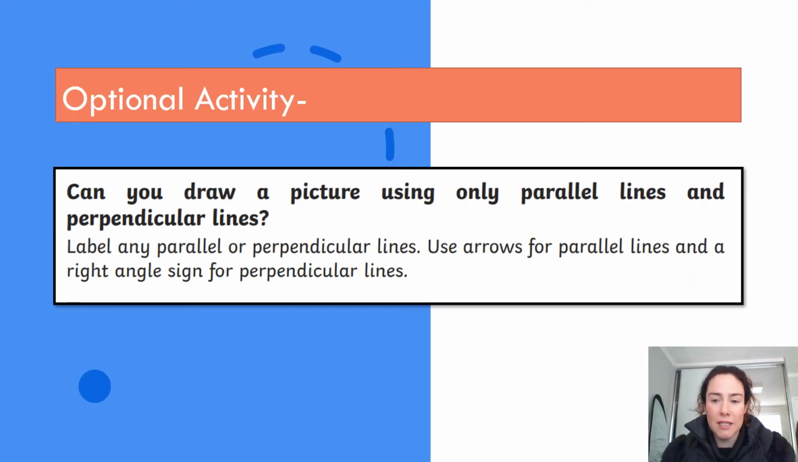And the optional activity for today is drawing a picture using only parallel and perpendicular lines. So we wouldn't want to be seeing any circles in your picture because they won't have parallel or perpendicular lines. You did draw the house for the previous activity, but the challenge of this is to think of something yourself to draw and come up with using parallel and perpendicular lines.